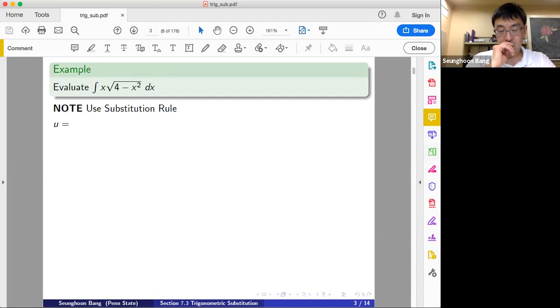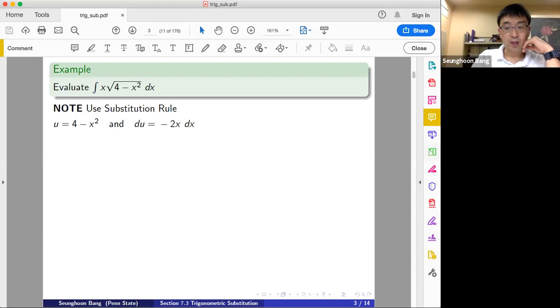Sine theta is one idea, but I don't recommend it for solving this problem. It is a little bit difficult using sine theta. So 4 minus x squared is better in this problem. Like this, du is negative 2x dx, because the derivative of 4 minus x squared is negative 2x. Divided by negative 2, the minus 1 over 2 du equals x dx.